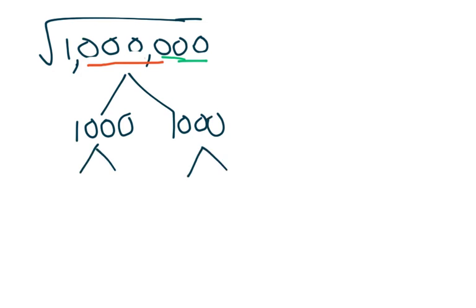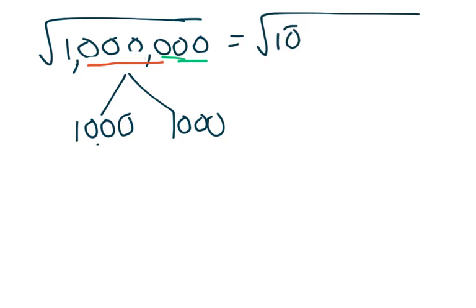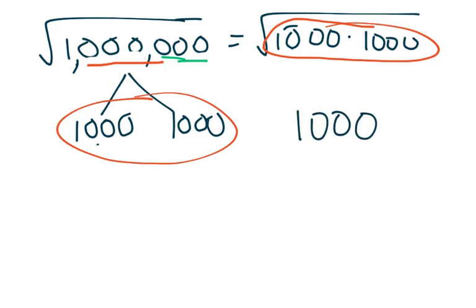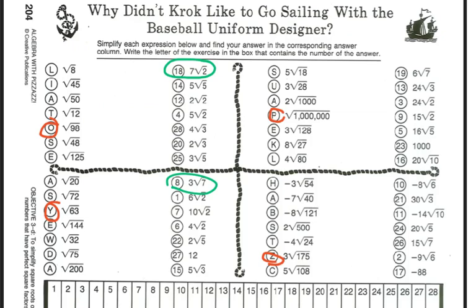Alright, I'm going to break down 1,000. Well, actually, I don't even need to go any further. If you think about it, if I rewrite this as 1,000 times 1,000, I already have a perfect match. 1,000 is going to come out front. I really don't need to break it down anymore because I already have the perfect match that I'm looking for. So the 1,000 is going to come out and there's no radical left because there's nothing left in a radical. So the answer will be 1,000.